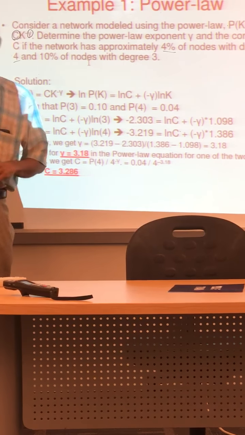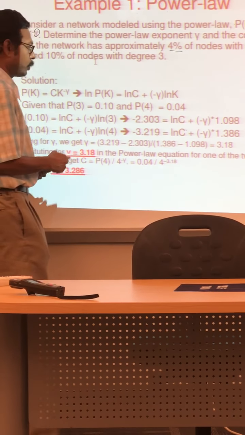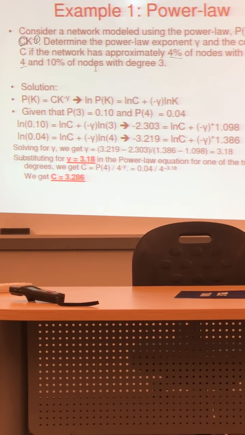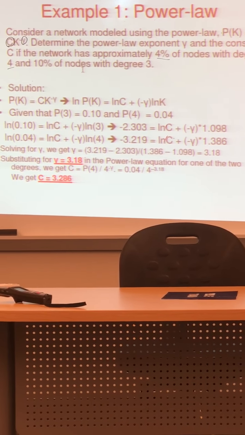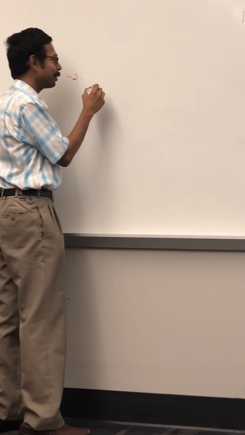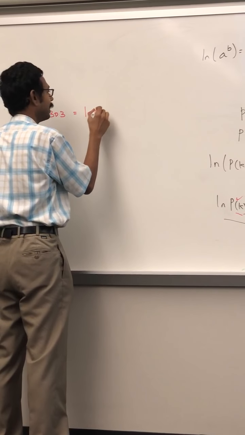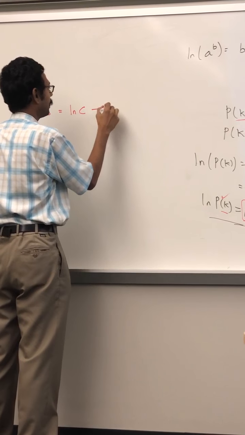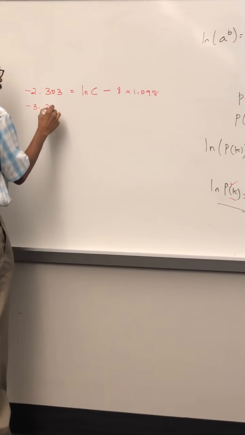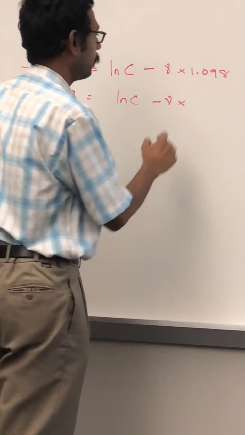Similarly, the second equation. How to solve them? You can just do the first one minus the second one, so log C cancels out. Then we can first get gamma, right? Now to solve this, isn't it? Yes? So negative 2.303 equals log C minus gamma times 1.098, and negative 3.219 equals log C minus gamma times 1.386.